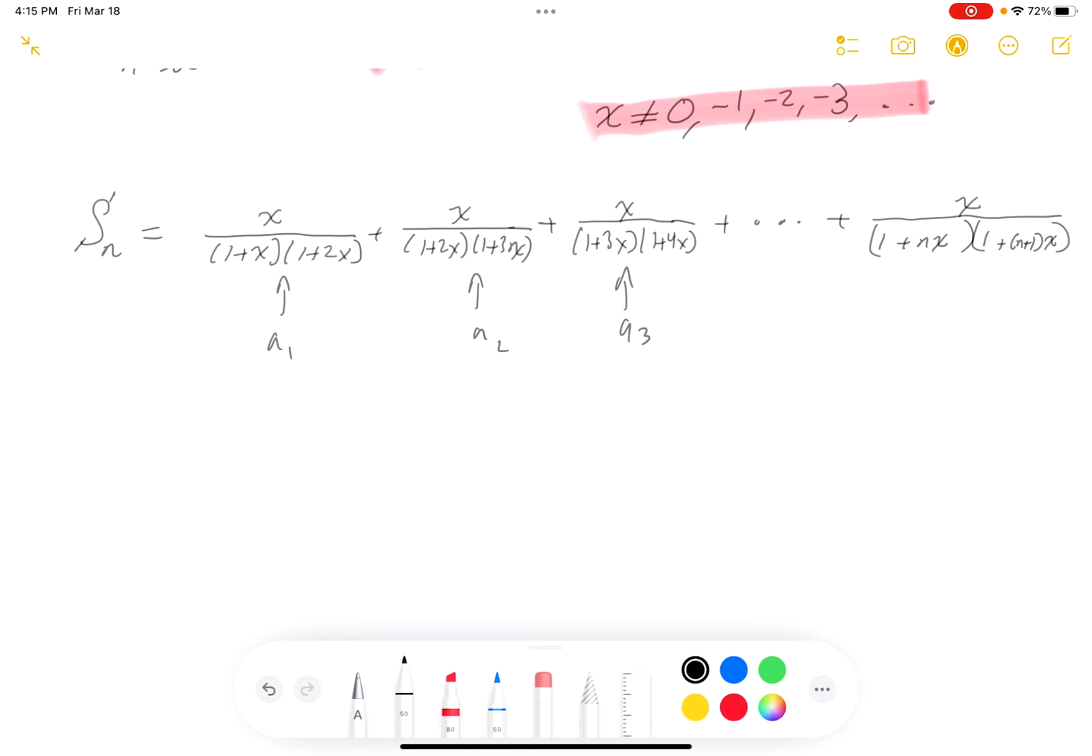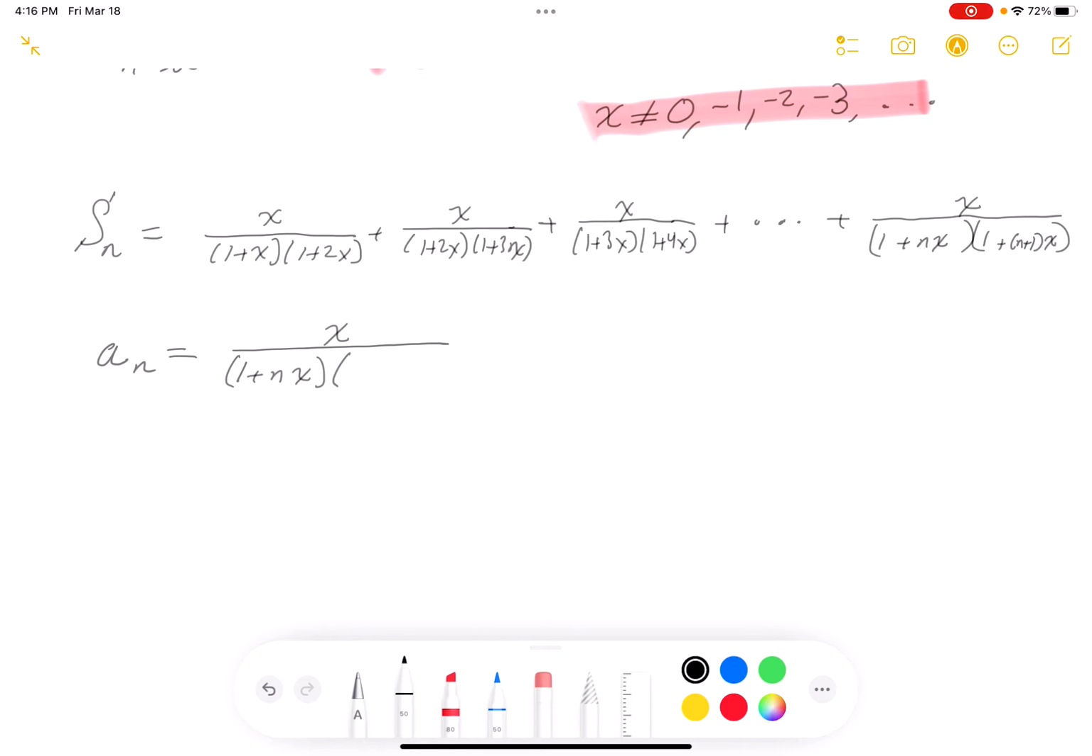All right, so I think I'm ready to write down AN. And this is going to follow the general theme of the problem set. It's just being able to identify what AN is and then write SN down in the expanded form using partial fractions. So let's write AN down. And that's going to be equal to x over 1 plus nx.